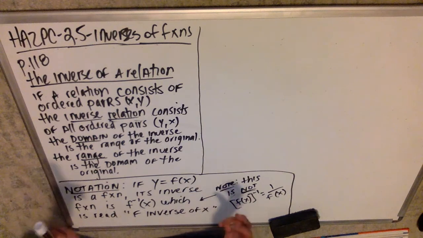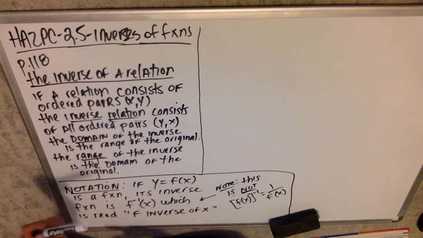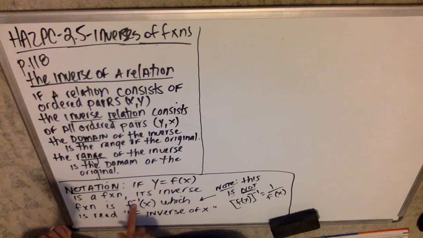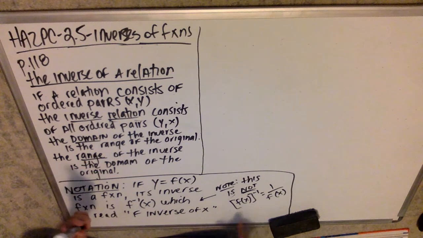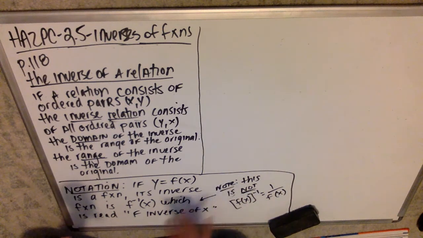In terms of notation, if we have some y equals f of x that is a function, then its inverse is written as f inverse of x. Note that this is not the same as writing the quantity f of x all to the negative 1, which would mean a 1 on top of an f of x. So this inverse notation, with the inverse between the f and the x, means the inverse function of f of x, okay?